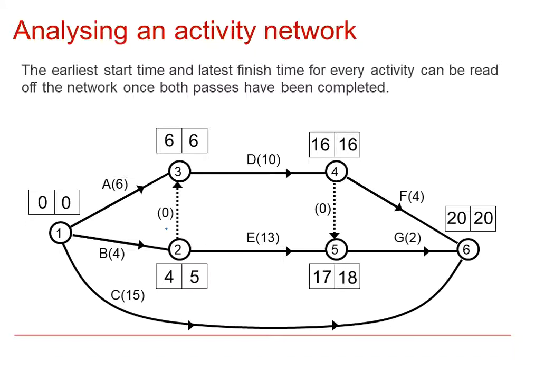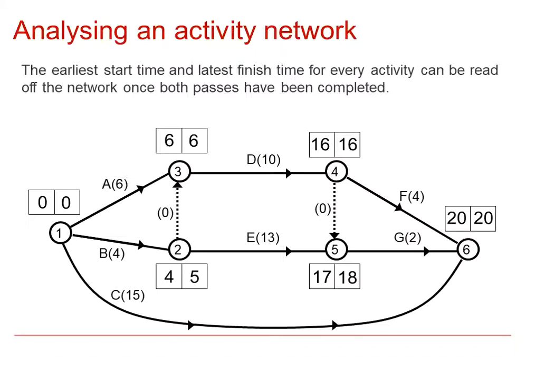So now the earliest start time and the latest finish time for each activity can be read from the network once both passes are completed. So for example, if we look at D, the earliest I can start D is 6 and the latest it can finish is 16. Its duration is 10. 6 add 10 is 16, so we say that D would be critical. There's no flexibility in D. It must start at 6, it must finish at 16.